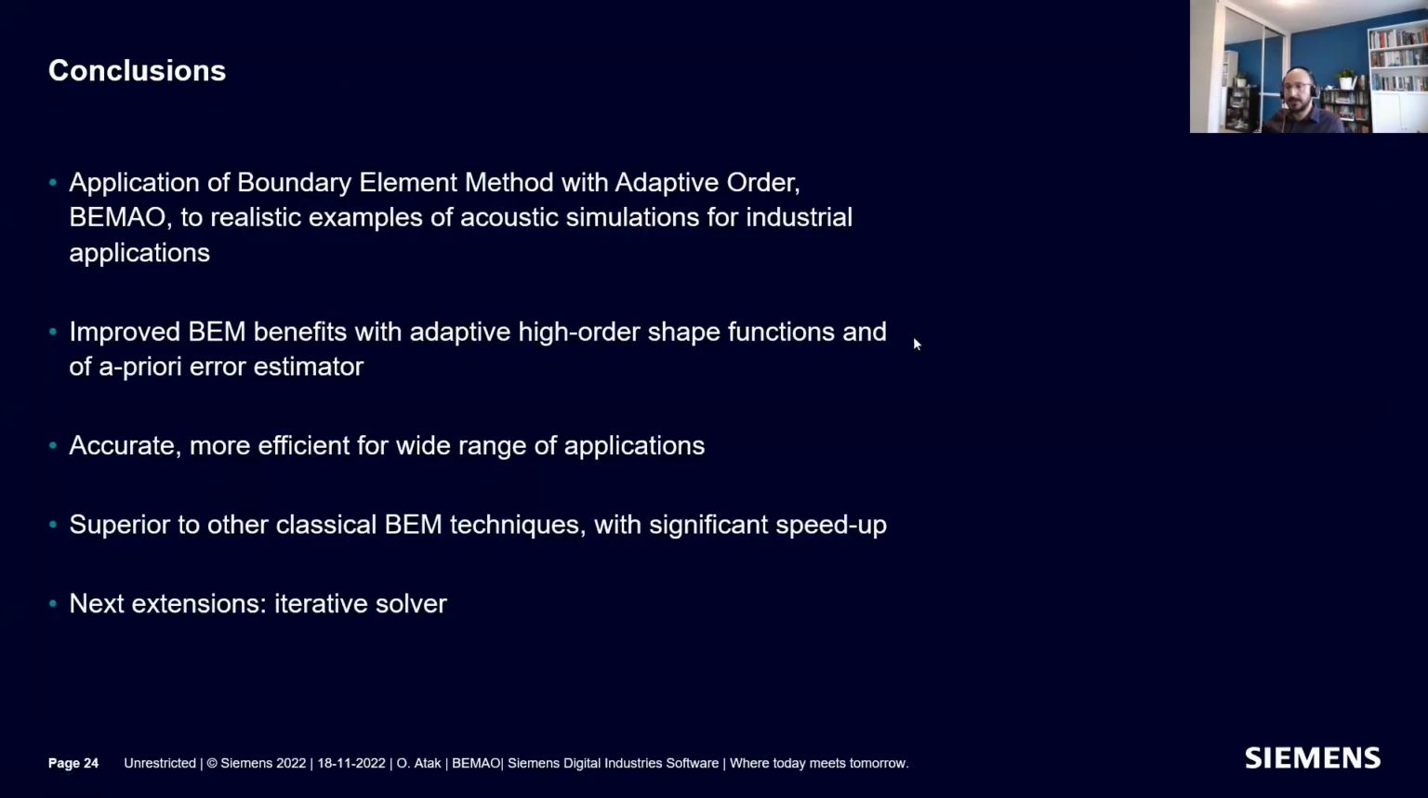All right, conclusions on my side. So we have shown now applications to also industrial applications, really improved benefits of this high order mentality coupled with an a priori error estimator. It's accurate, more efficient for a wide range of applications. From our point of view, it's been shown to be quite superior to and a significant speed up over classical non-adaptive methods. And again, our next step would be to also introduce iterative solvers and also keep that scalability going at higher frequencies.